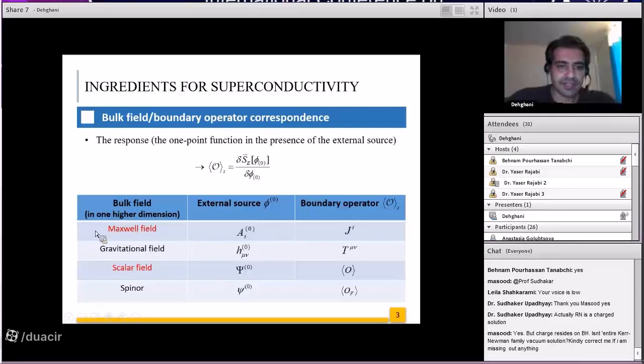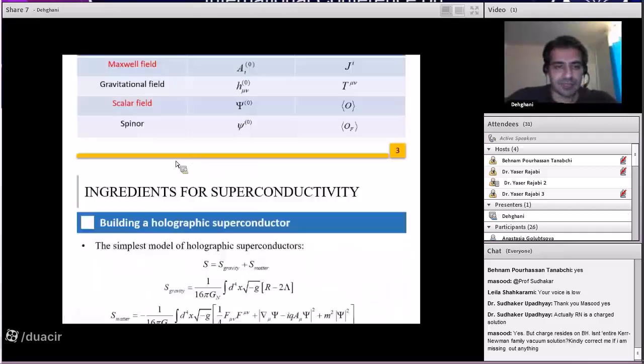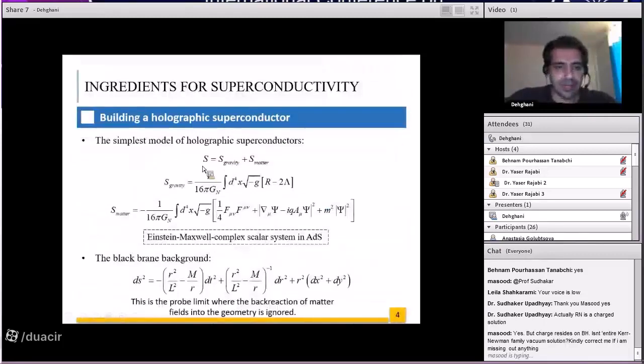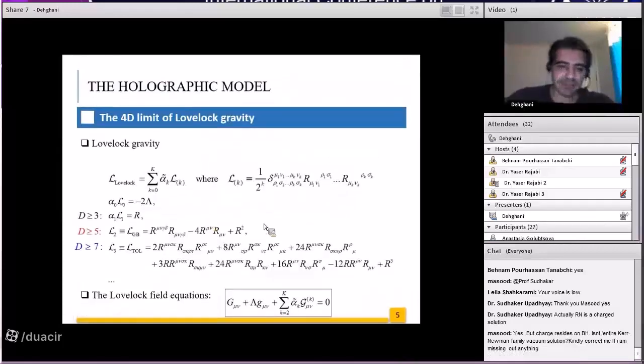For superconductivity, we need a Maxwell field and a scalar field as the order parameter, and these must be present in our matter action. The simplest and the first model of holographic superconductors consists of Einstein gravity minimally coupled to a vector field and a charged scalar field, with a given scalar mass squared and charge. The holographic black brane background is Schwarzschild-AdS, in the probe limit where the matter fields have no back action.